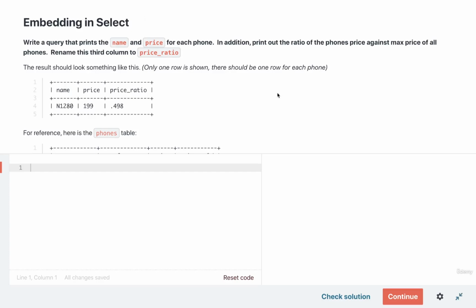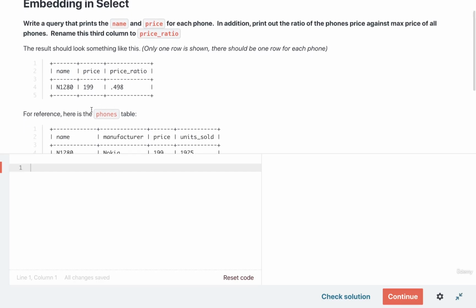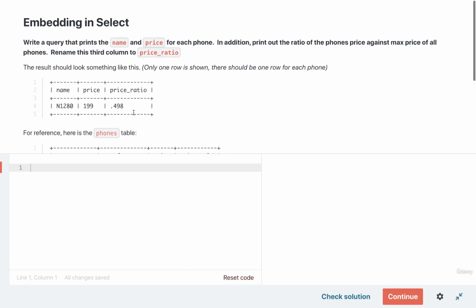Time for a quick exercise. So in this exercise, we're going to take a look at that phones table once again. Our goal is to print out the name and price for each phone. And then as a third column, we're also going to print out the ratio of a phone's price against the max price of all phones.